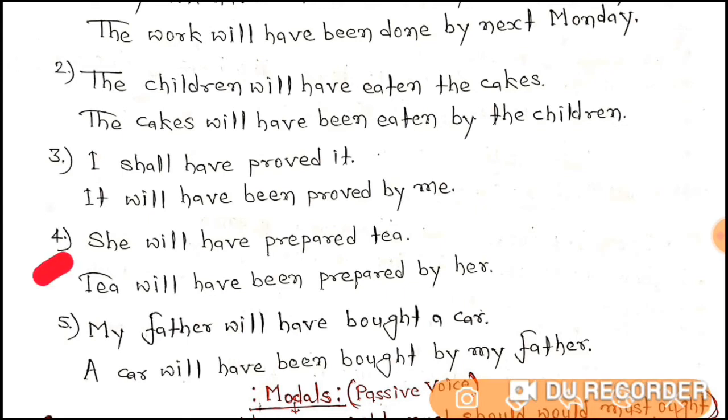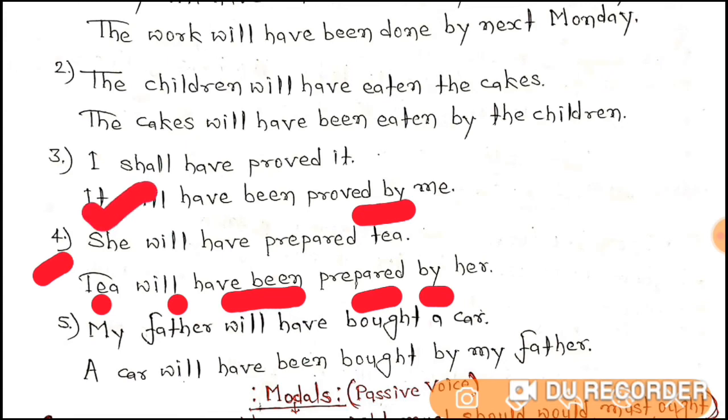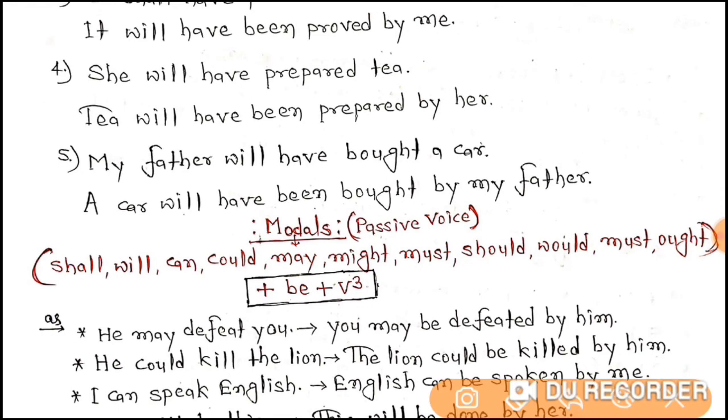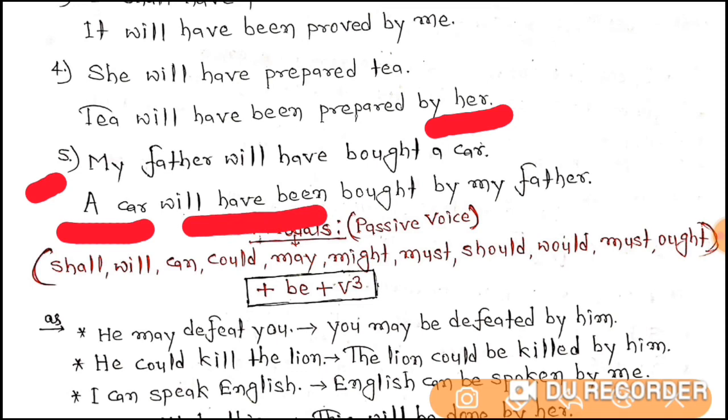So she will have prepared what? So your object is tea. So tea will have been prepared by, and she has become what? Her. Clear, students? Fifth one is what? My father will have bought a car. So my father will have bought what? So a car. A car is the object. So a car will have been bought by my father.